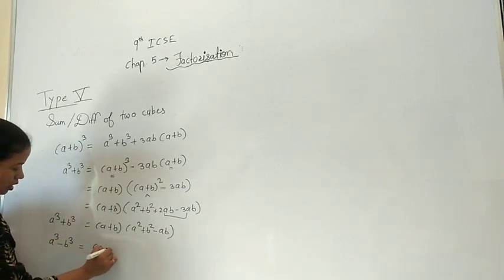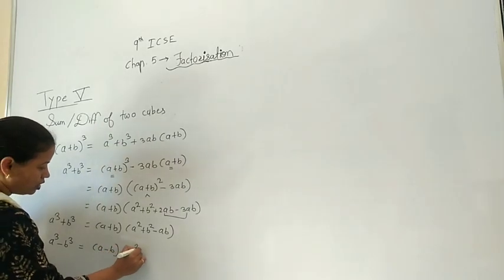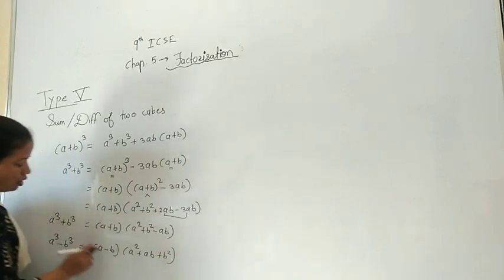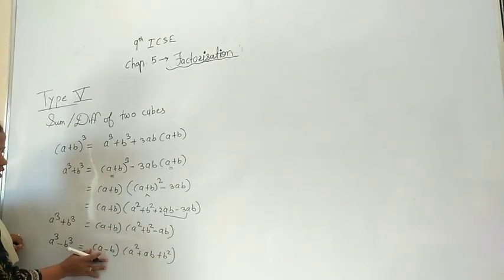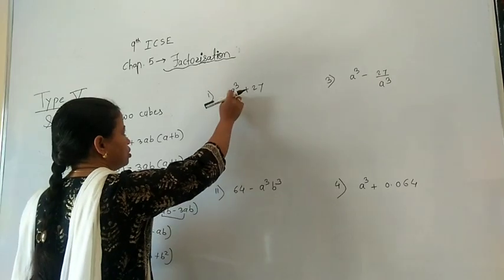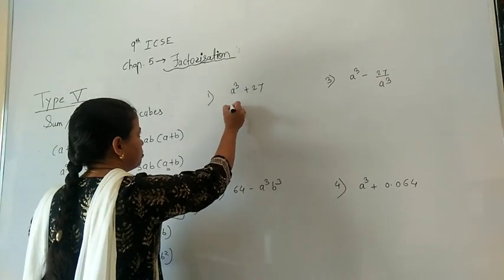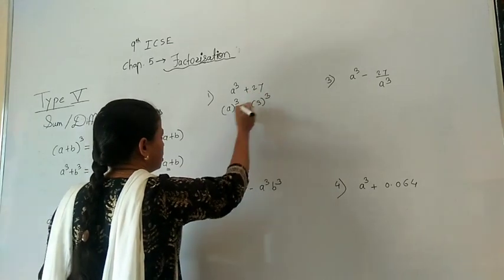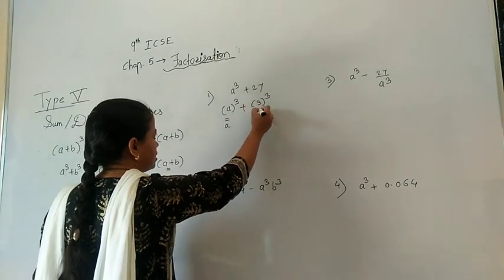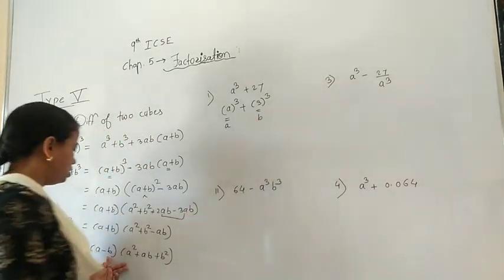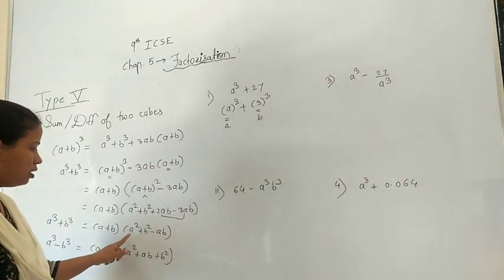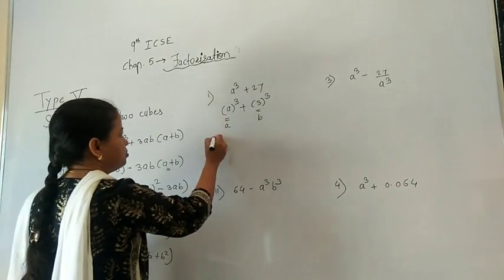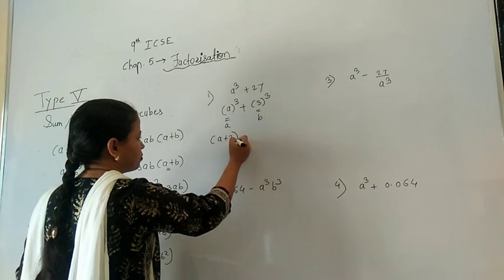These are a minus b and a square plus ab plus b square. Now these two factors we are using in this exercise. So look at this question. A cube means a bracket cube. 27 means 3 cube. Consider this as a and this as b. So these factors are there: a plus b, a square plus b square minus ab. Okay. a plus b means a plus 3.